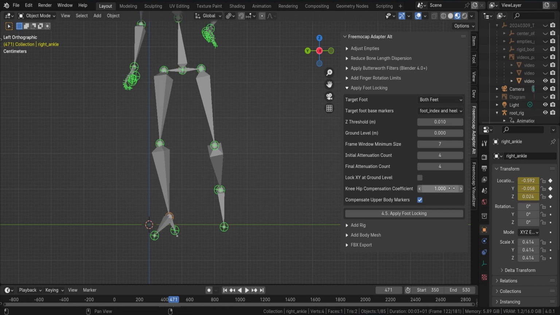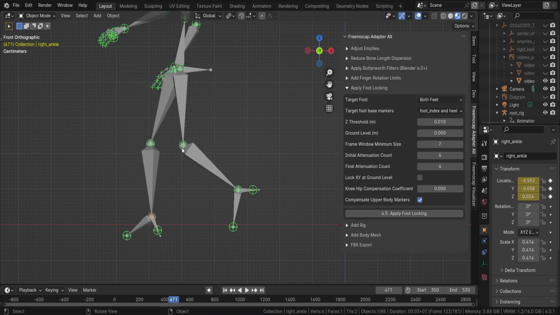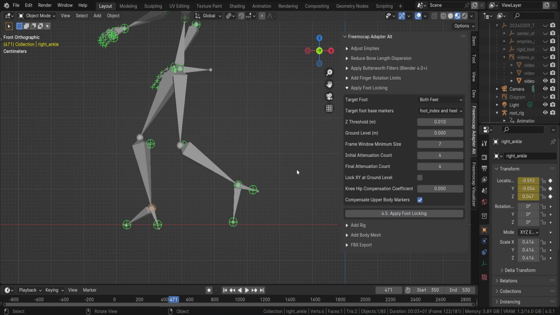Now set the knee-hip compensation coefficient to 0 so those markers won't be moved. This will make the rig's knee bend to compensate for the new ankle height. After the function ends, we check how the knees bent due to the IK bone constraints.